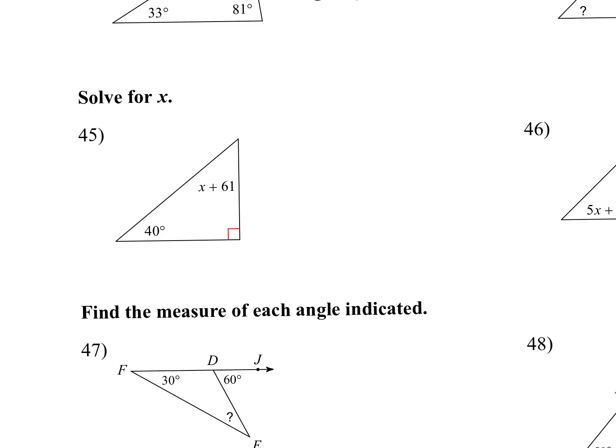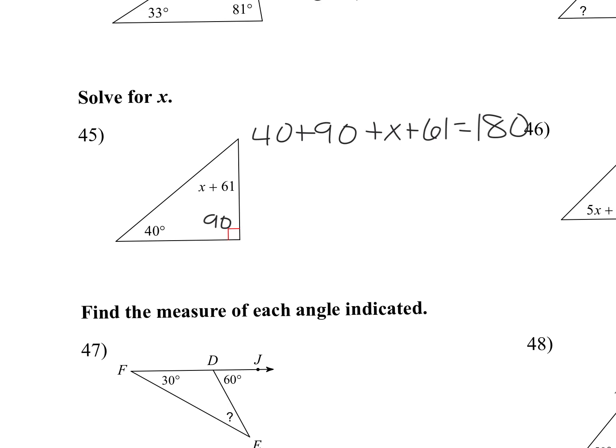So we know all of these add up to 180. What's that little box in there? 90. Don't forget that. How do I set this up to solve for x? We know they all add up to 180: 40 plus 90 plus x plus 61 equals 180. You want to add all of them together and equal it to 180 degrees.